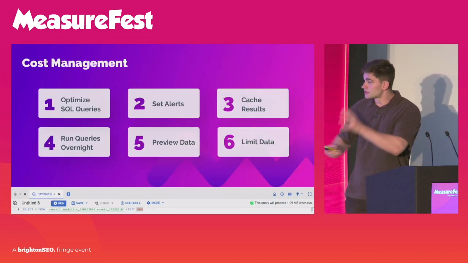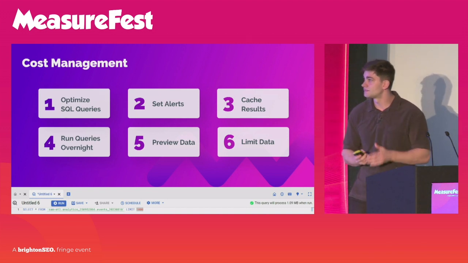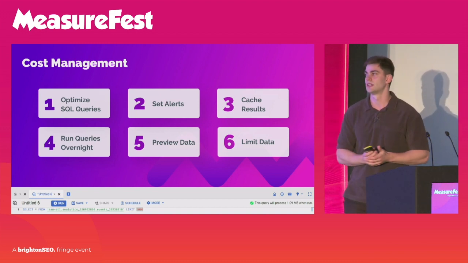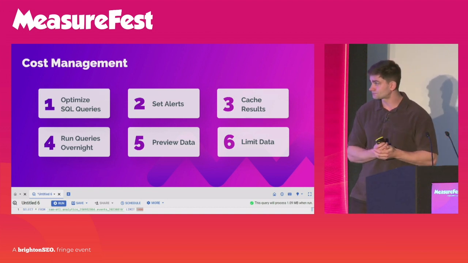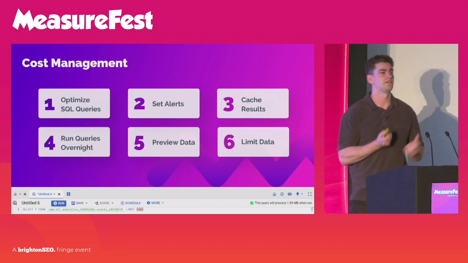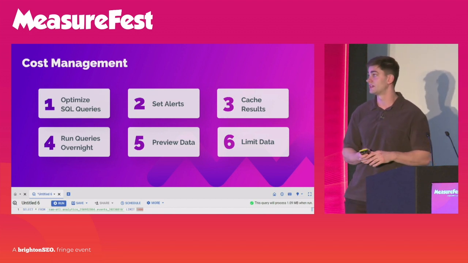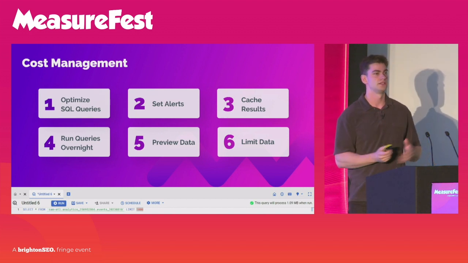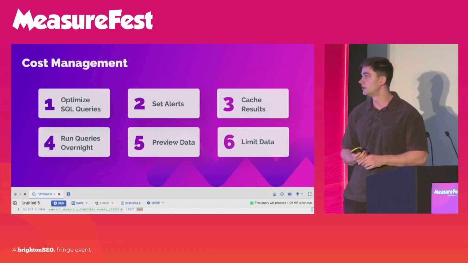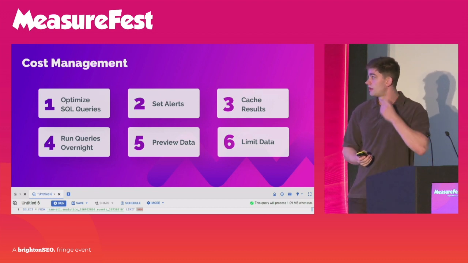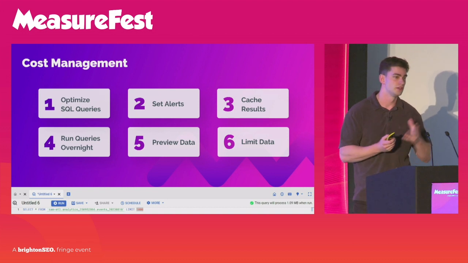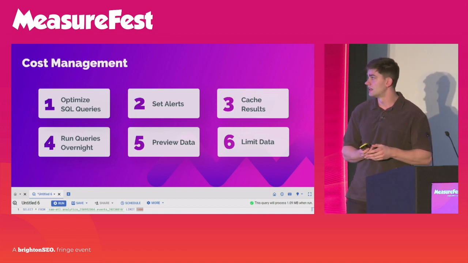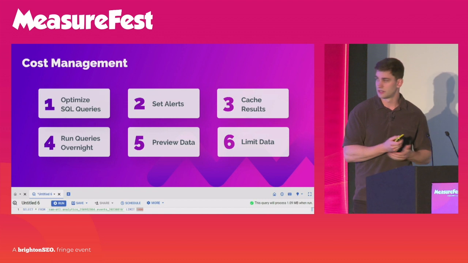So some approaches to being sensitive to costs: optimize your SQL queries. If you're just trying to get data for last month, don't query the whole database, kind of an obvious one. Set alerts so you can have threshold limits. So if you're going over a specific spend, for instance, it cuts out and stops processing data for you. You can cache your results as well. I mean, it caches them automatically in BigQuery. So if you ran some code 3 hours ago and you want to have a look at it, just go back, don't run the code again.